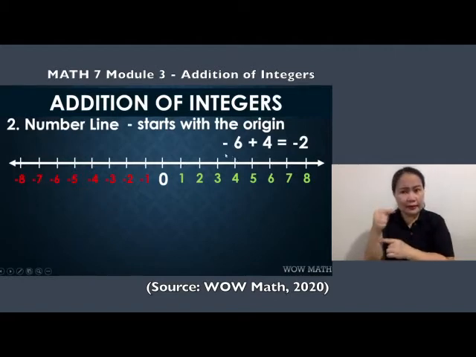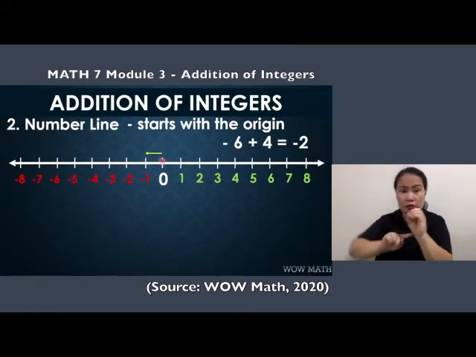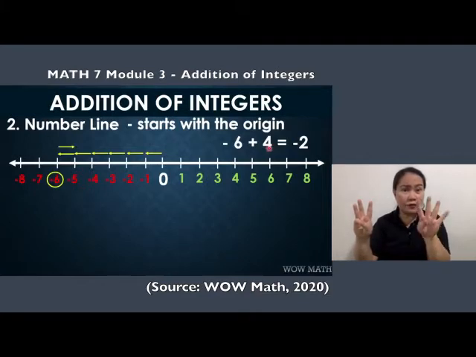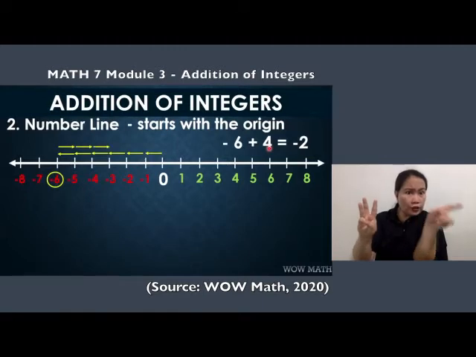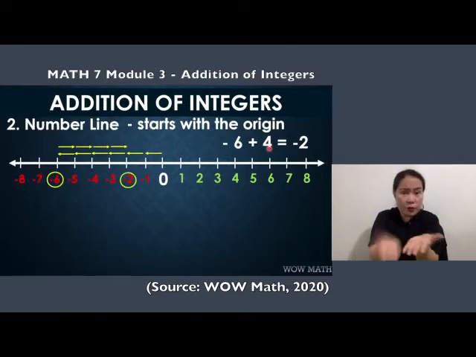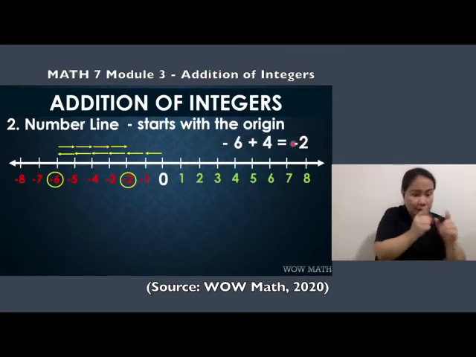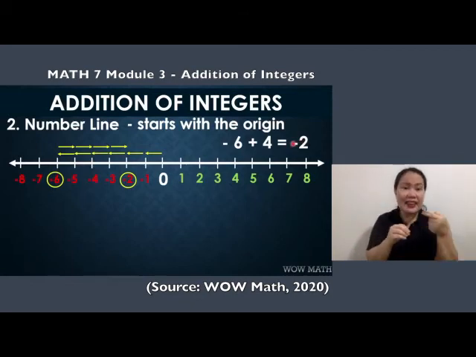So, negative 6, this is negative 6, so that means going to the left. So, again, starts with 0. Sa 0 tayo mag-umpisa. So, 1, 2, 3, 4, 5, 6. Okay, so nag-end siya sa negative 6. Now, plus 4, positive 4, so going to the right. So, babalik siya. 1, 2, 3, 4. So, saan siya nag-end? Sa negative 2, okay? So, pareho sila ng sagot. So, ibig sabihin, kahit colored counters o number line na gamitin mo, you can still come up with the same answer. Let's have another example.